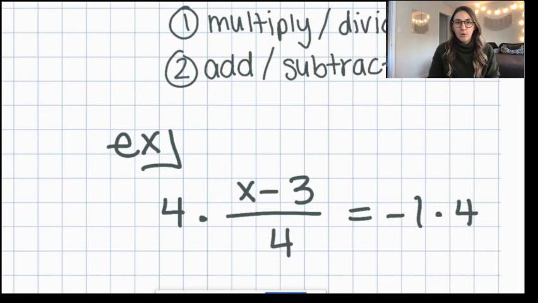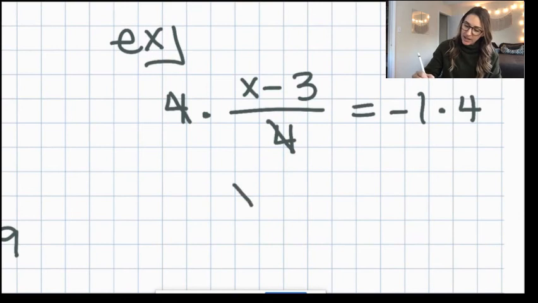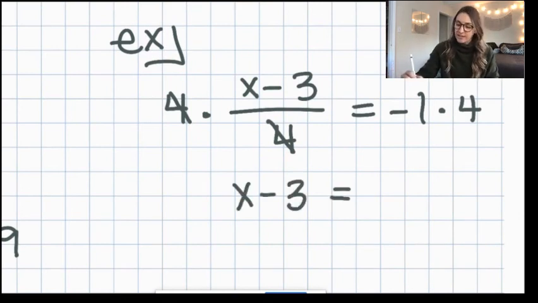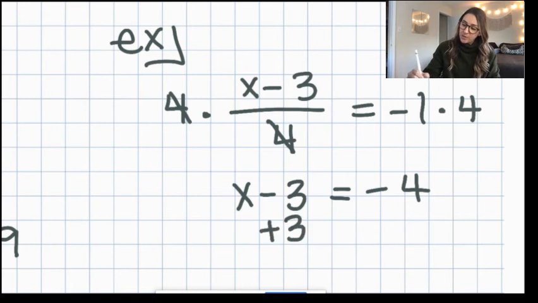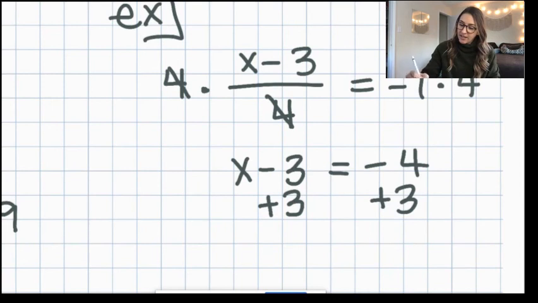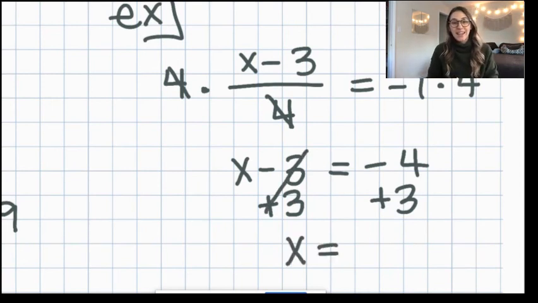We multiply by 4 on both sides to cancel out the divide by 4, and then we bring down the x minus 3, and -1 times 4 is -4. And then our last step here, our second step, would be to add 3 to both sides to cancel out the -3, and then we would have our x, our variable, isolated, and -4 plus 3 is -1. And there you go. That equation solved in 2 steps.